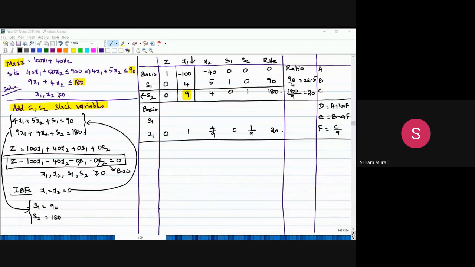Are you all here or elsewhere? Yes, sir. Yes, sir. If you don't understand anything, nothing to worry. We are going to repeat the same steps for all the problems, all the tables.